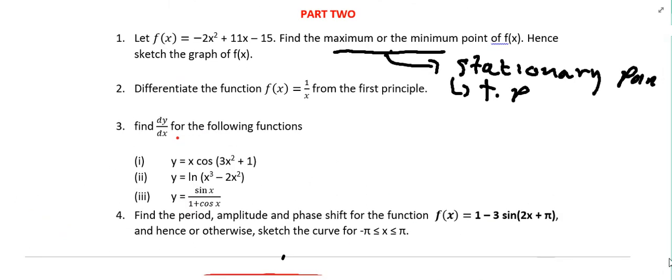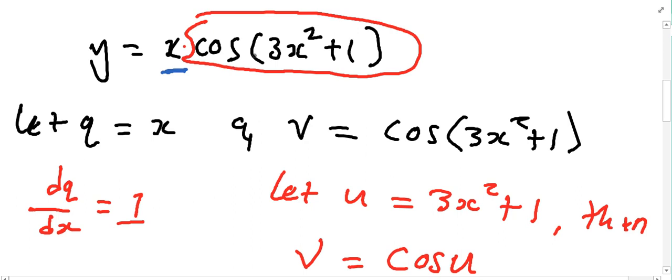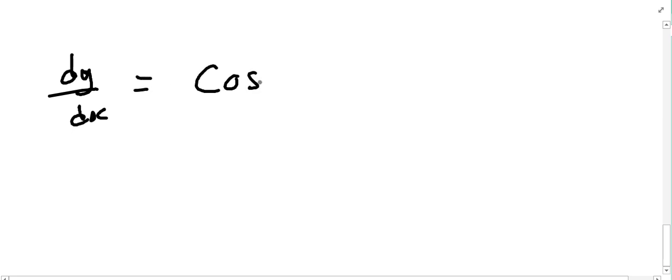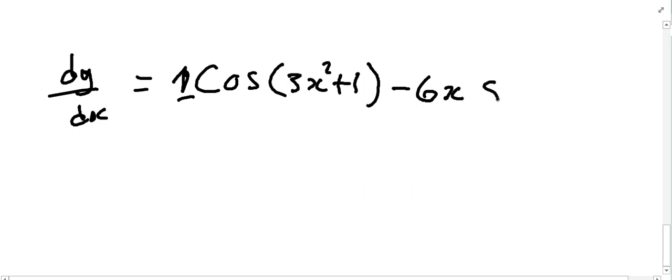So if we have that, then we are using the product rule. Since we are using the product rule, we multiply the derivative of this times that, and then also the derivative of that times that. If we multiply 1 by that, it's going to give you that guy in red. So in short, dy dx is simply equal to cos 3x squared plus 1, because that one we have multiplied by one, then we get the derivative of v, which is negative 6x sine 3x squared plus 1 dot x.